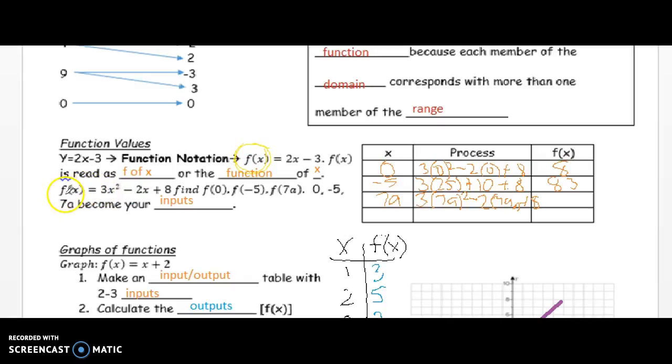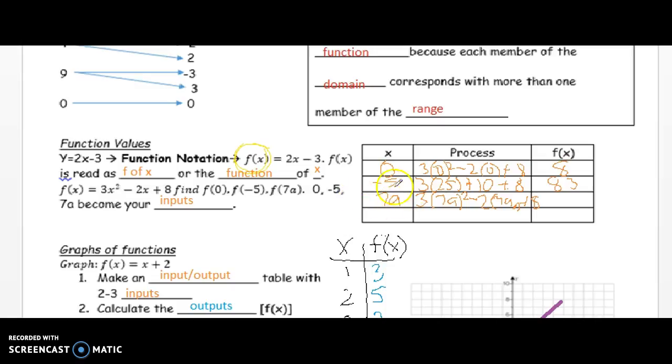So if we have the function 3x squared minus 2x plus 8, and we want to find the values of the function at 0, at -5, and at 7a, this is how it would look. So the value of the function at 0, so f of 0, just means in our input table, 0 is our input. F of -5, -5 is my input. And f of 7a becomes my input. I put each of my inputs into the process, and I should get an output.